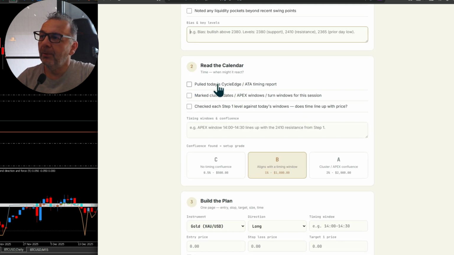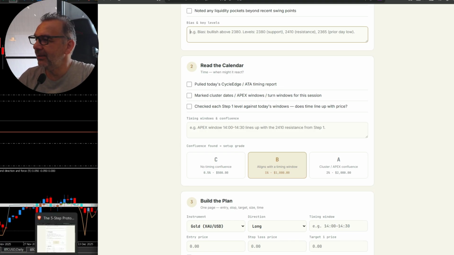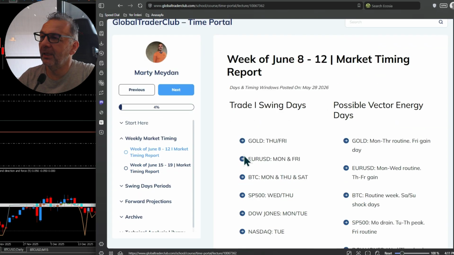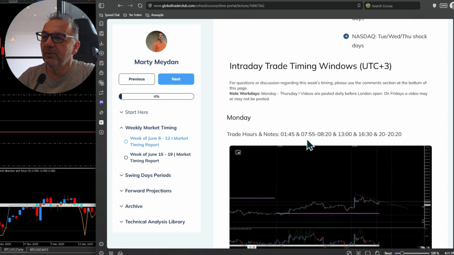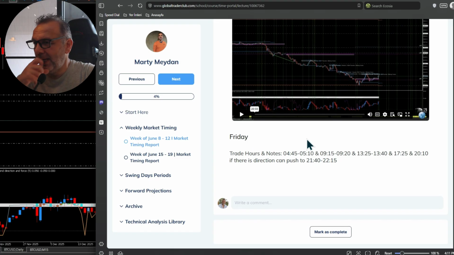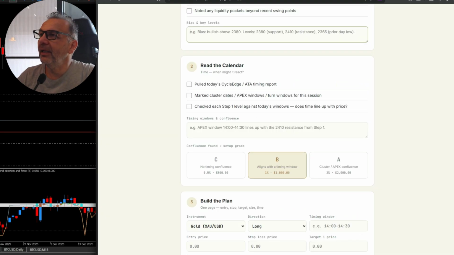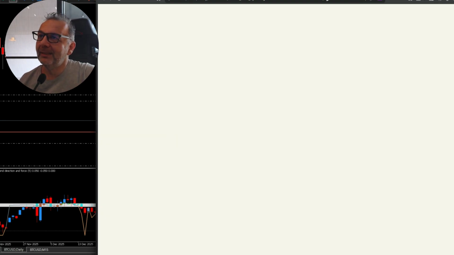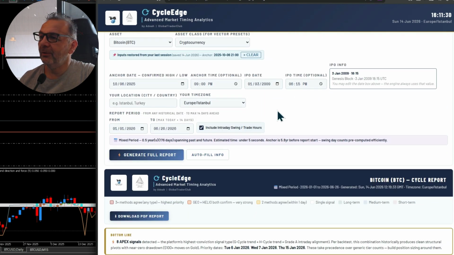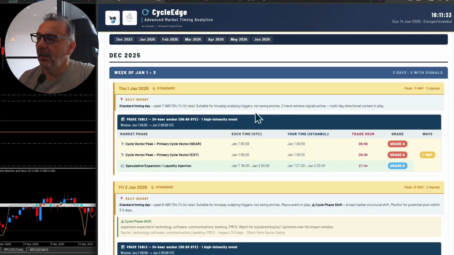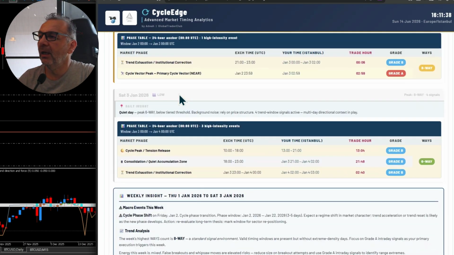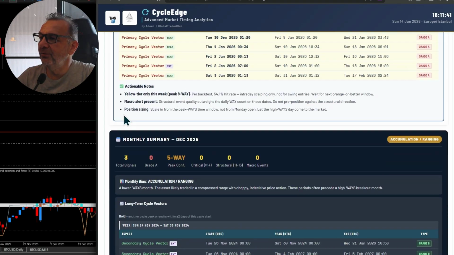Then pull out the cycle edge or ATA timing report. So you're going to be here somewhere. This is where you'll have your timing report, with all the days and the hours and so on. But because I'm going to add asset specific cycle edge, for Bitcoin, for example, you're going to see these. You're going to see 2 weeks or 1 week. Maybe I'll just add it week by week. So this is going to be this full week up to here.